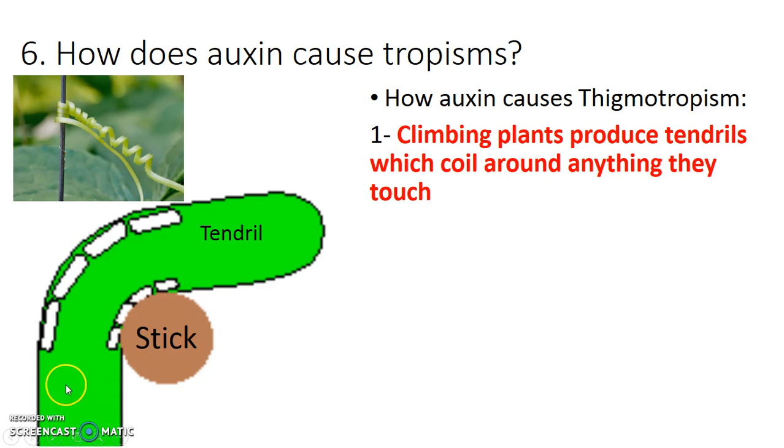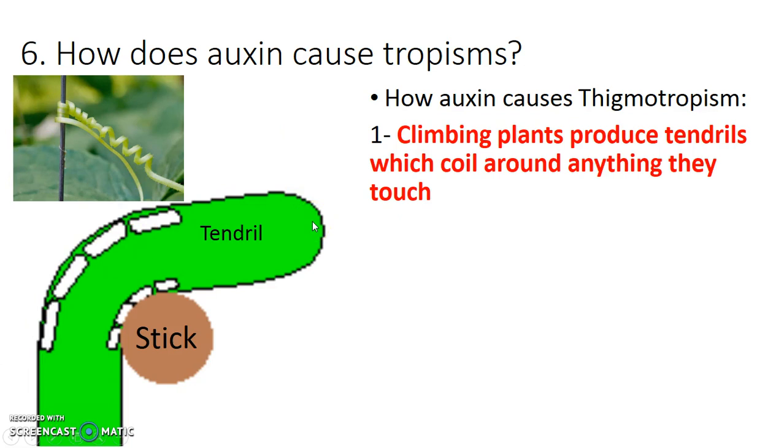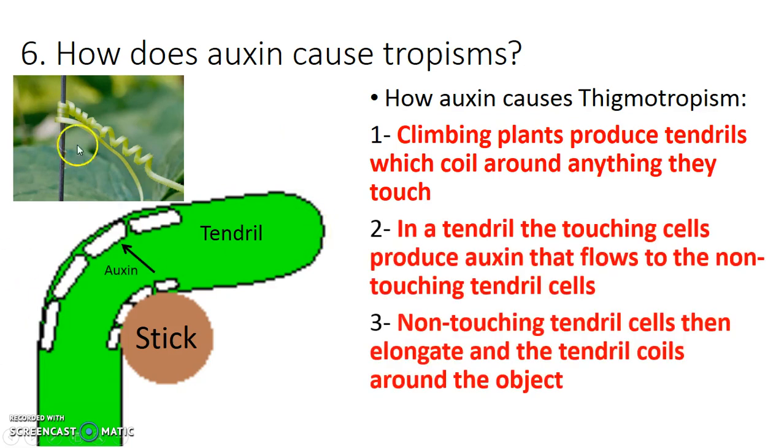What happens is a tendril first touches a stick. Those touching cells produce auxin. But that auxin is quickly transferred in the tendrils to the non-touching cells. That transfer of auxin to non-touching cells causes them to elongate. We're not in the roots anymore, we're back up in the stems. So the auxin now is causing cells to elongate, not stay short. And that elongation of non-touching cells, kind of like phototropism, causes the plant to bend around whatever it's touching, literally wrap around it over and over and over again. And that's how auxin causes thigmotropism.